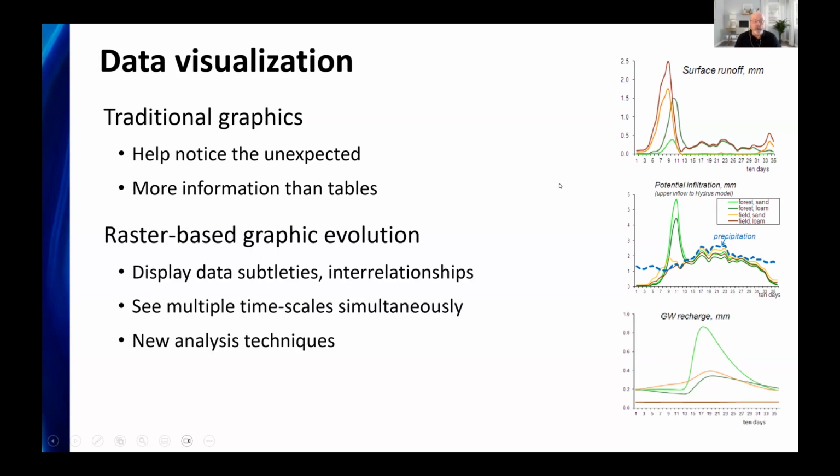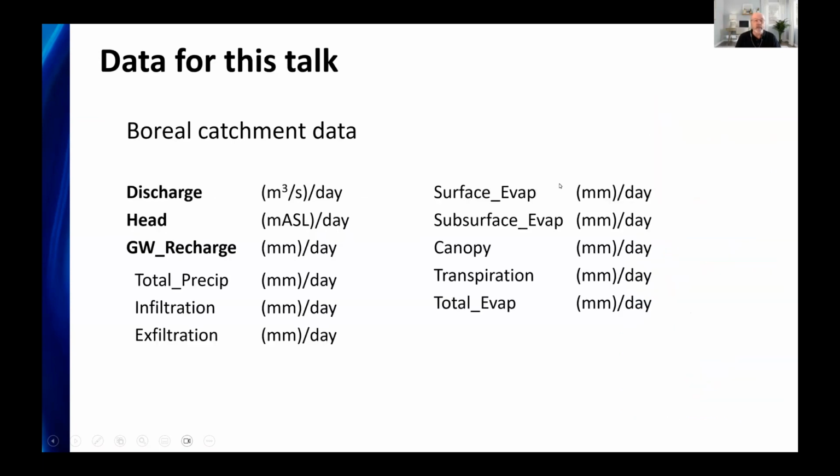What I want to do is present the raster-based graphic evolution of that. Another term for these types of plots is heat maps, but that only goes so far. There's so much more that we can do with this. There are data subtleties and interrelationships that we're able to see here. Multiple timescales can be seen simultaneously, and new analysis techniques are the fallout from all of this.